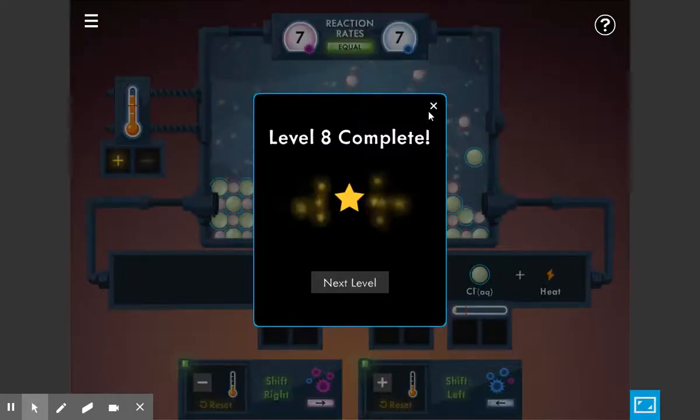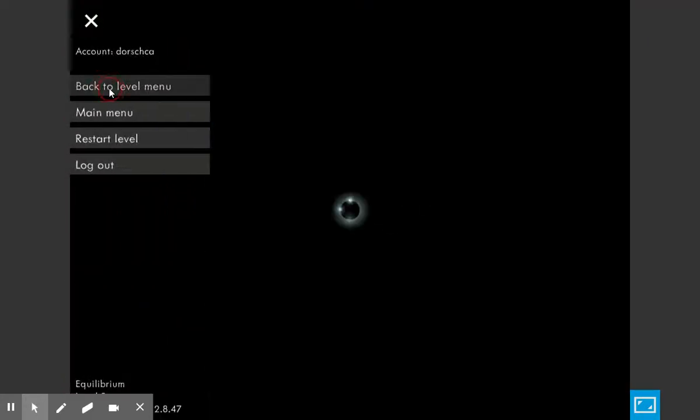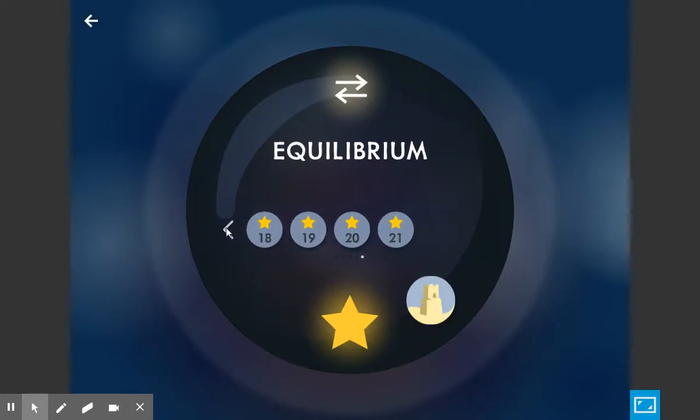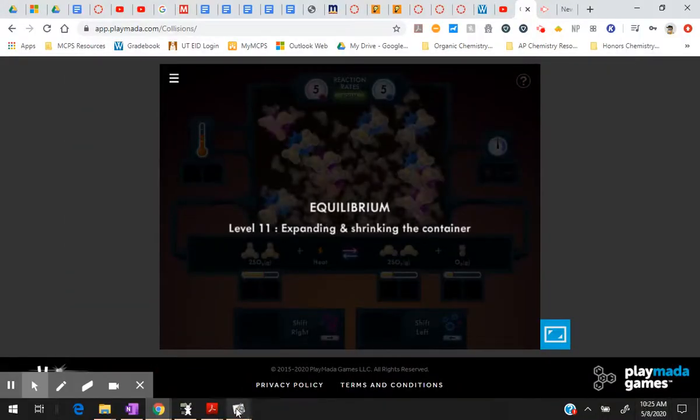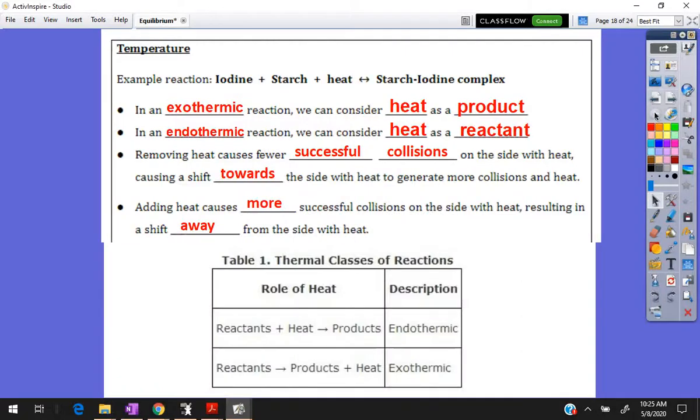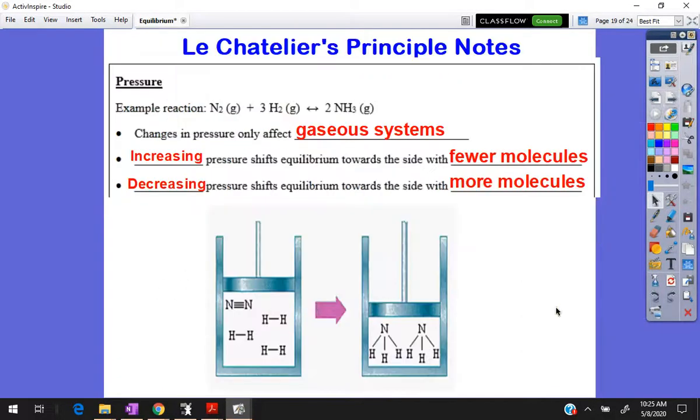Okay. The last level we're going to look at has to deal with pressure. If you're playing this game at any point in time, that is level 11. We're going to look at the effects of pressure changing. As I mentioned earlier, this is going to be related to kinetic molecular theory. Changes in pressure can only affect gaseous systems.